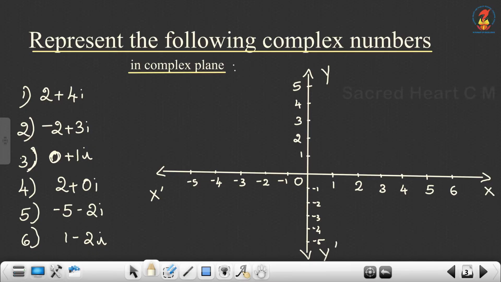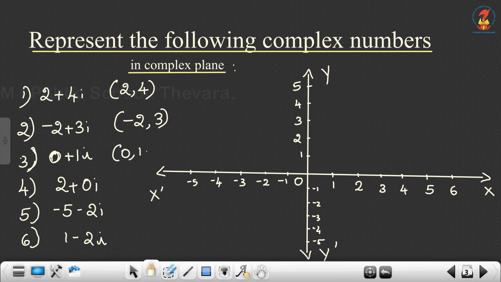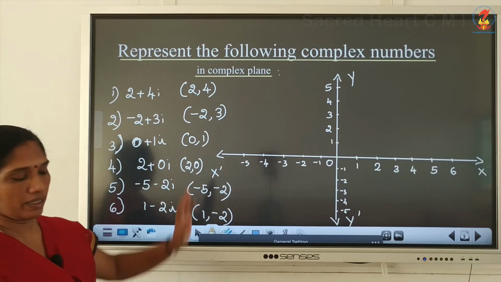So, 2 plus 4i corresponds to the ordered pair (2, 4). The second one, minus 2 plus 3i, we can represent as (minus 2, 3). The third one, 0 plus 1i, is (0, 1). 2 plus 0i is (2, 0). Now, minus 5 minus 2i is the ordered pair (minus 5, minus 2), and 1 minus 2i is (1, minus 2). So, represent these in this plane.